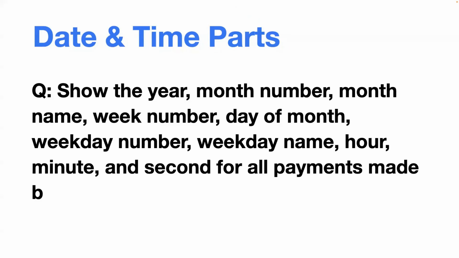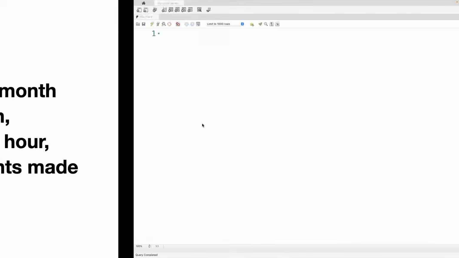Here's a question. Show the year, month number, month name, week number, day of month, weekday number, weekday name, hour, minute, and second for all the payments made by all the customers. So basically we want to extract all the different parts of this time field. So let's see how we can do that.